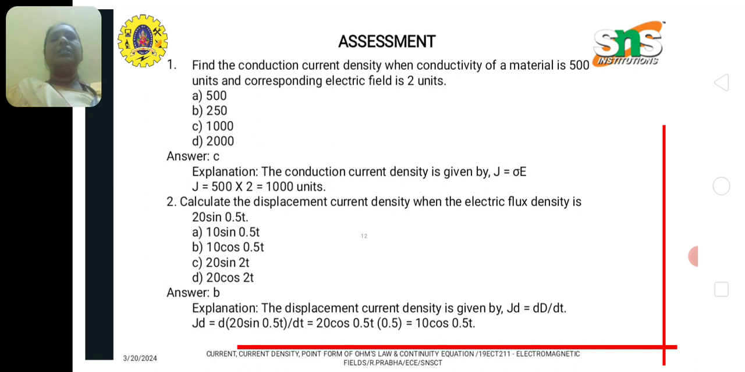And next question, calculate the displacement current density when the electric flux density is D equal to 20 sin of 0.5 t. Here we know that the displacement current density Jd is dou D by dou t. So differentiating the D value, we get the displacement current density value, and the answer is 10 cos 0.5 t.